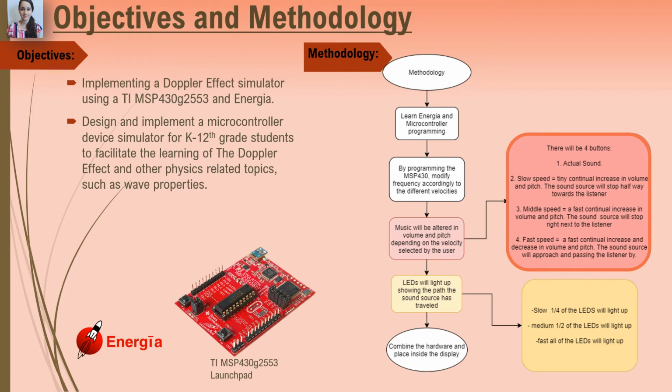The third button will have the middle speed setting, where there is a fast continual increase in volume and pitch, simulating the sound source approaching the listener and stopping right next to them. The fourth button has the fast speed setting, where there is a fast continual increase and decrease in volume and pitch, simulating the sound source approaching the listener and passing them by.